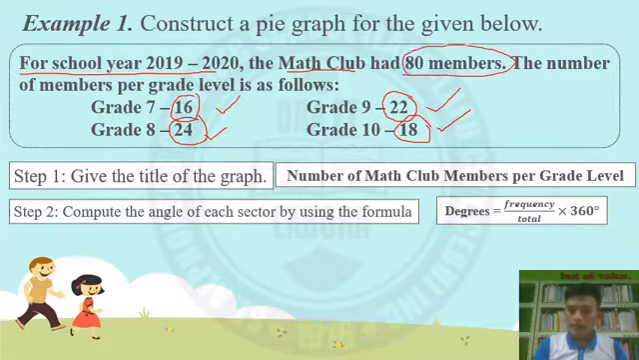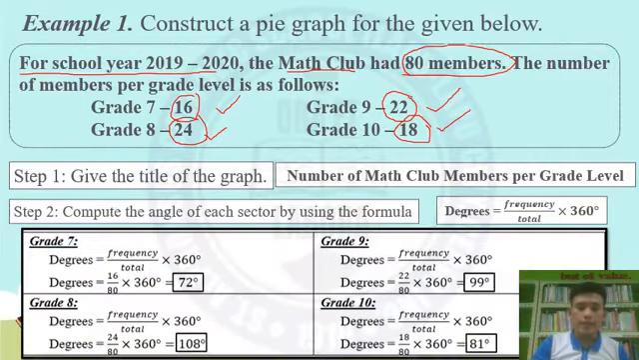80 is the total. So we need to compute each level so that we can get the sector of each grade level so that we can plot the pie graph. For grade 7, 16 over 80 times 360. 16 is the frequency over the total, which is 80. That's why 16 over 80 times 360 will be 72 degrees.